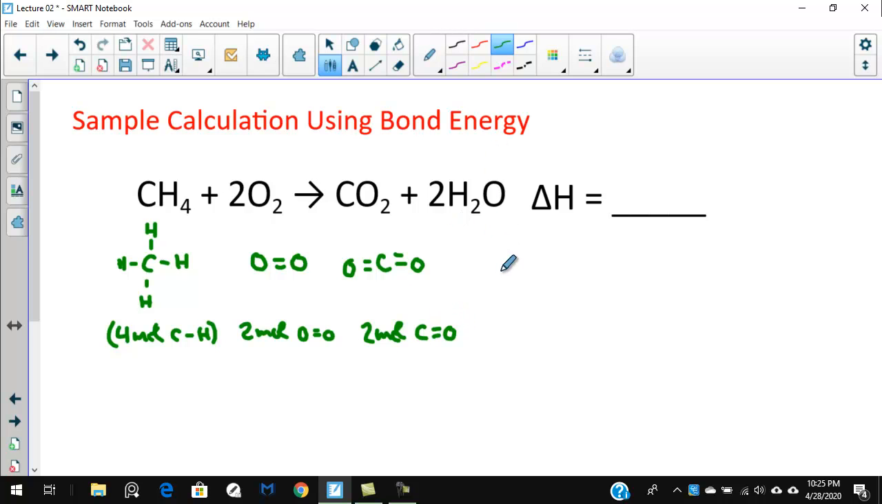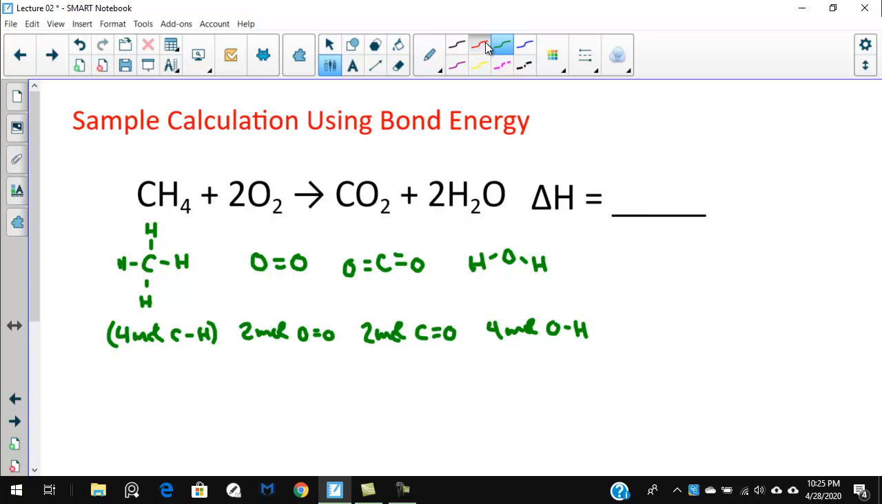And then finally in the water, we have an H and an O and an H. So there are 2 O-H bonds in every water molecule, and we need 2 moles of it to do the equation. So that means we have 4 moles of O-H bonds that have to be remade, okay?